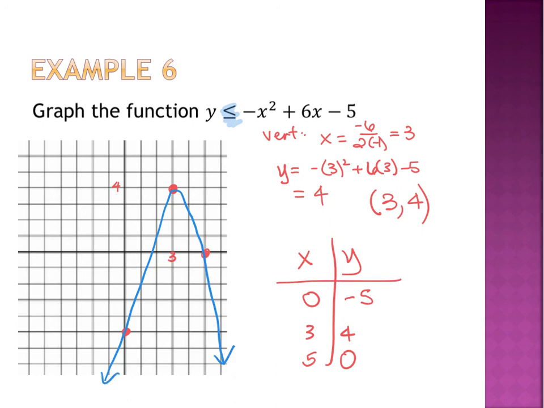And I'm going to pick a test point. Again, I really like to pick that test point of 0, 0. So I'm going to plug in a 0, and I'm going to say, is 0 less than or equal to negative 0 squared plus 6 times 0 minus 5? Or I say, is 0 less than or equal to negative 5? Well, in this case, it is not. Therefore, because it's not, I have to shade on the inside of my parabola, and my shading then will be in here.